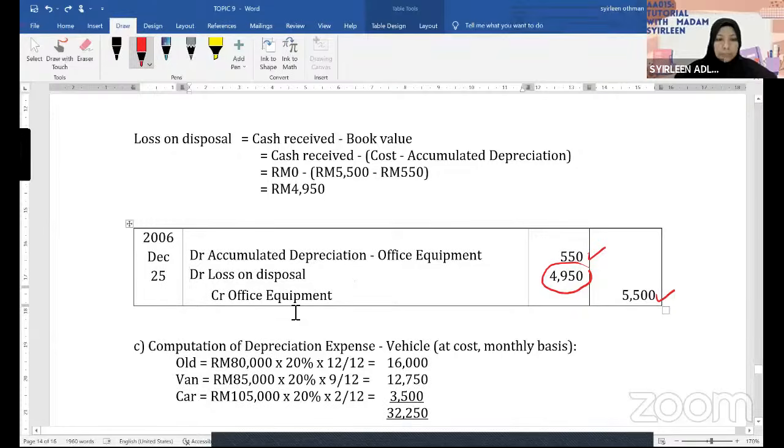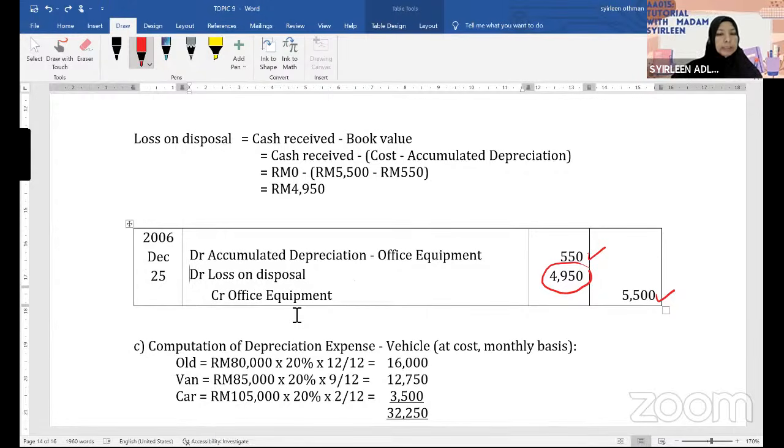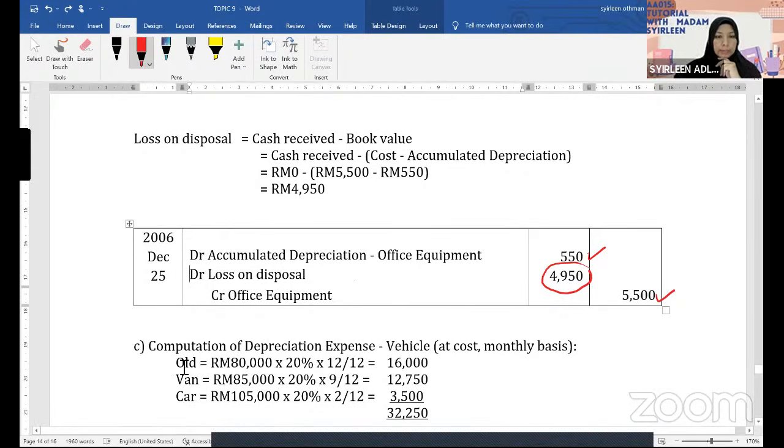Dalam ledger. Okay, alright. So now we are done with the disposal. Kita nak kira depreciation expense untuk dua-dua aset. Okay, untuk vehicles, untuk vehicles dia monthly basis. So pengiraan dia should be detail lah ya. Aset lama yang you ada tadi ialah 80,000. Dan kita akan depreciate pada 20%. So this is the depreciation expense for the old asset.